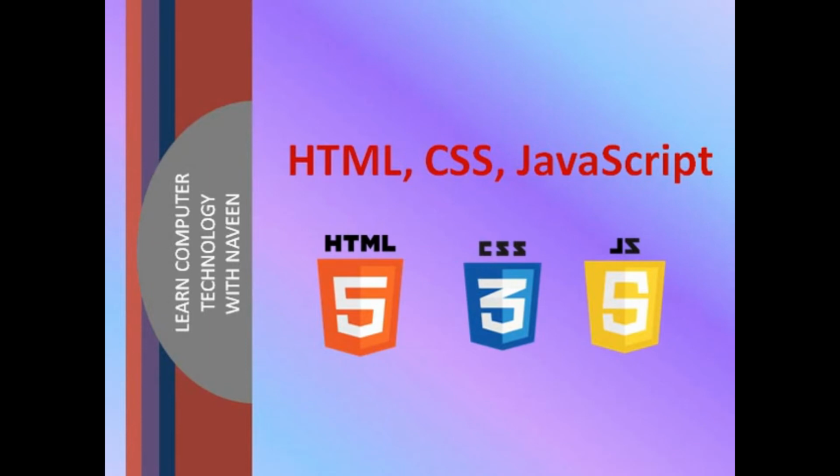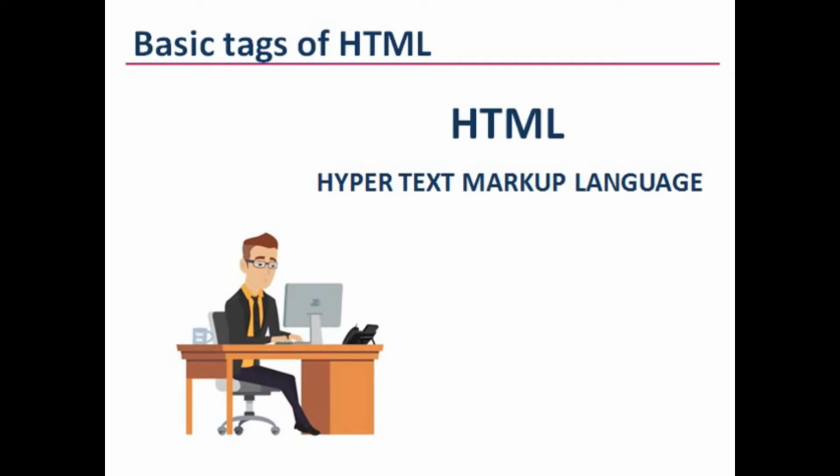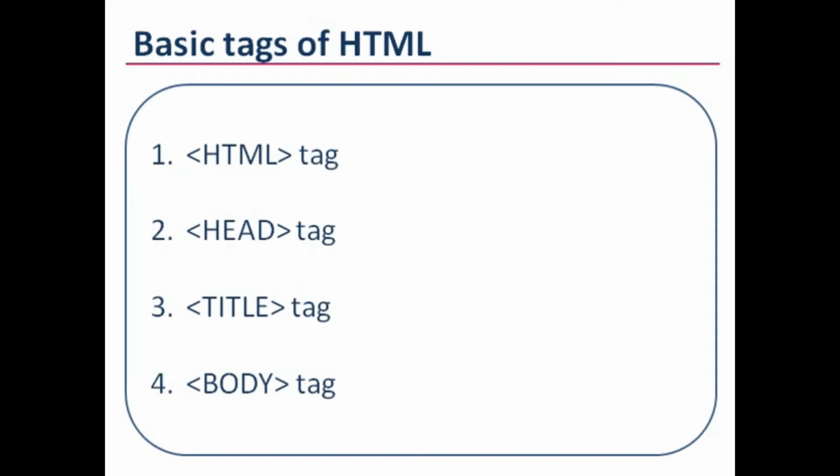In the previous video, we learned about website, web pages, types of web pages, and a brief introduction of HTML. Now we will learn about the basic tags of HTML. There are four basic tags of HTML. They form the basic structure of every HTML web page. They are always required to write the HTML code for a web page.